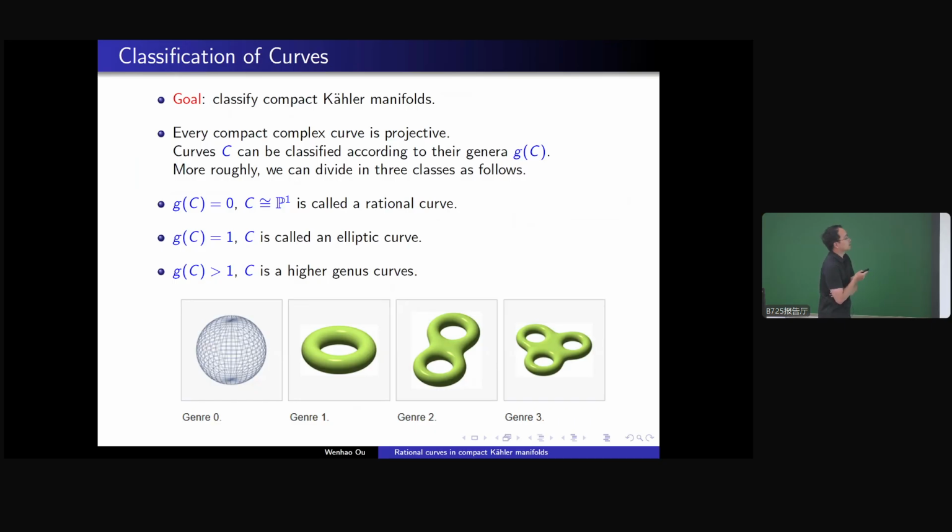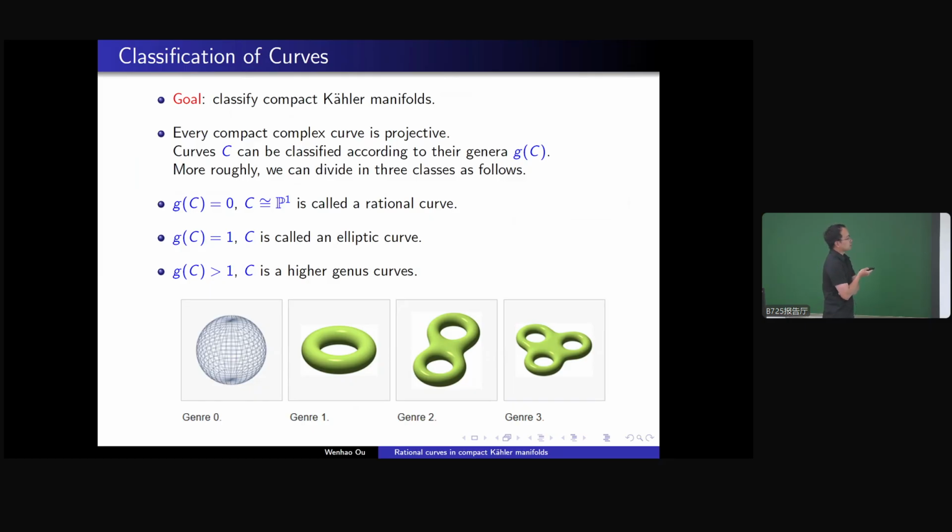Let us start with the simple case, the case of one-dimensional manifolds. One-dimensional manifolds are also called curves. Every compact complex curve is projective. We can roughly classify them according to their genera, g(C). Genera is the plural form of genus. We can roughly classify them into three classes.